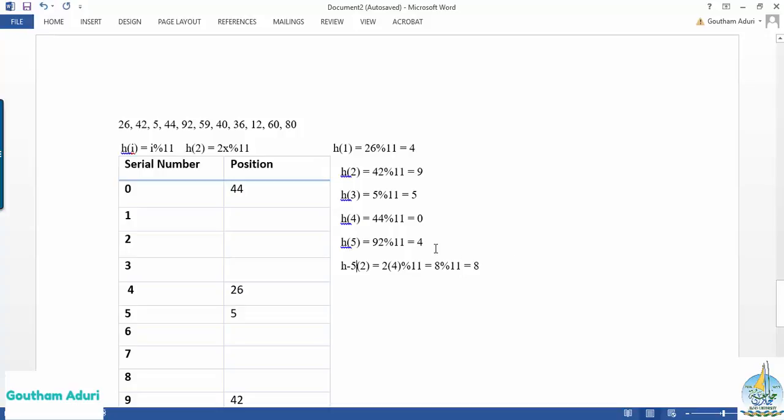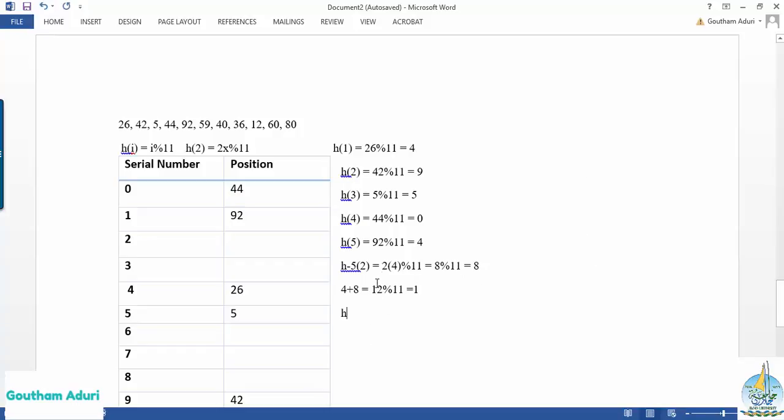Now I have to add the values: 4 plus 8, h5 plus h52. 4 plus 8 is 12, so I just have to take 12 mod 11. 12 mod 11 is 1. So 92 is going to come in the secondary hash function. And the next one is h of 6.